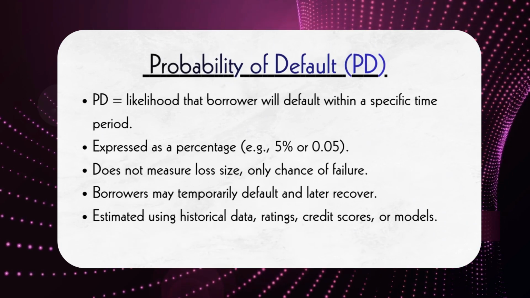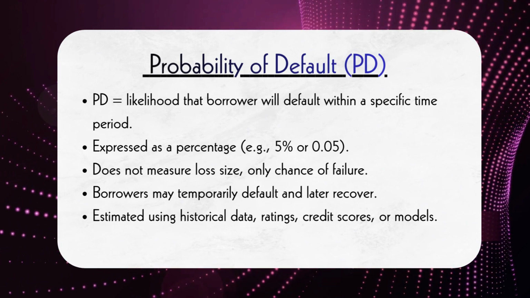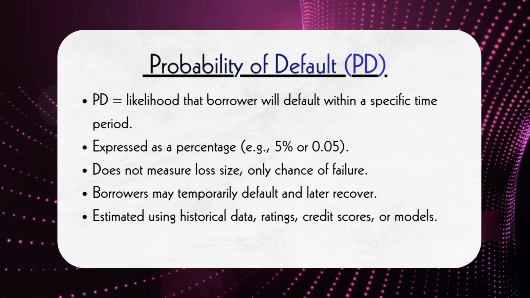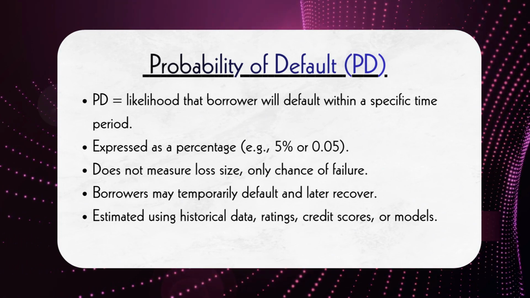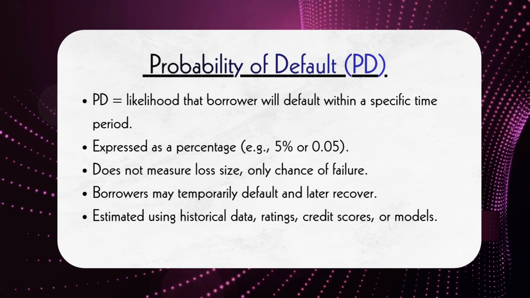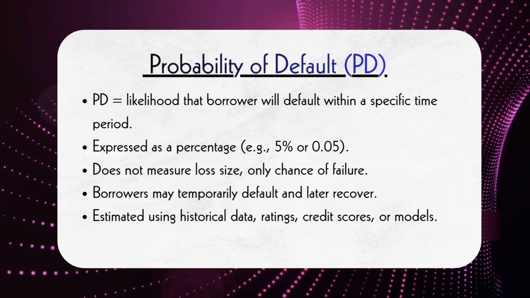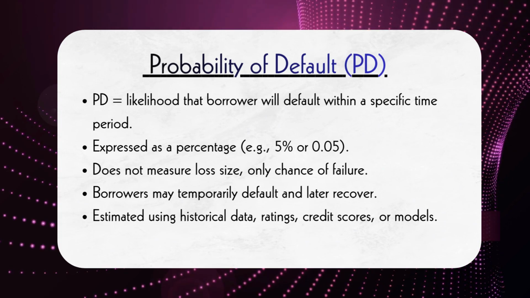The first thing we ask is simple. What are the chances this borrower will default? This is called the probability of default, or PD. PD tells us the likelihood that a borrower fails to meet their obligation within a given time period, usually 1 year. For example, if the PD is 4%, it means that out of 100 similar borrowers, about 4 might default.